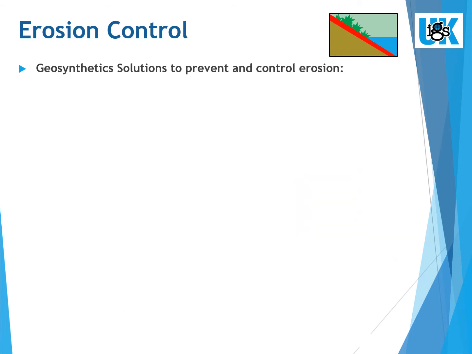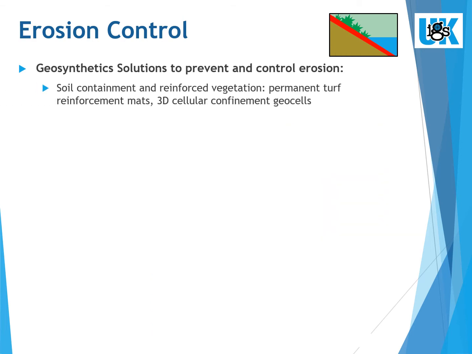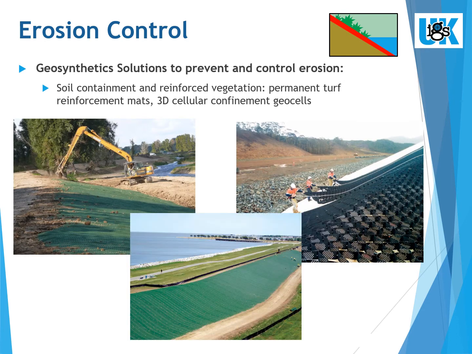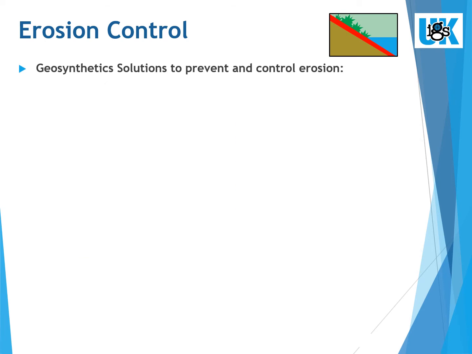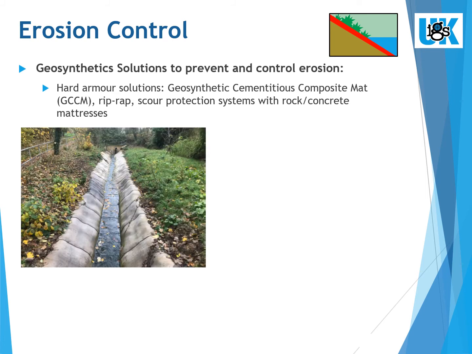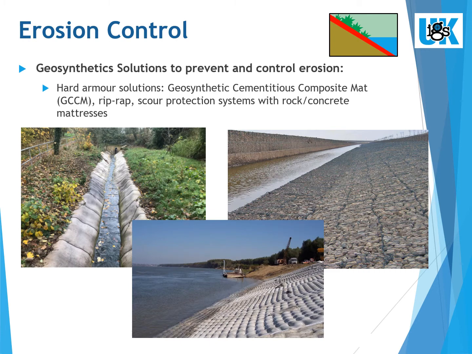For soil containment and reinforced vegetation, permanent turf reinforced mats and 3D cellular confinement geocells are used in these cases. In some cases, hard armor solutions are required, like geosynthetic cementitious composite mats, riprap, scour protection systems with rock and concrete mattresses.